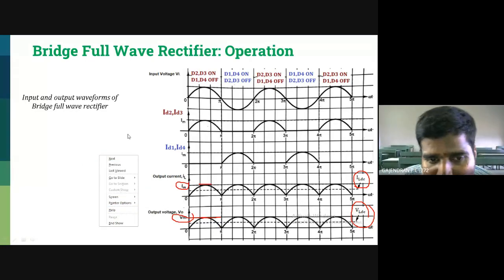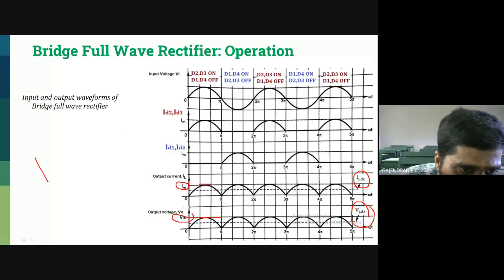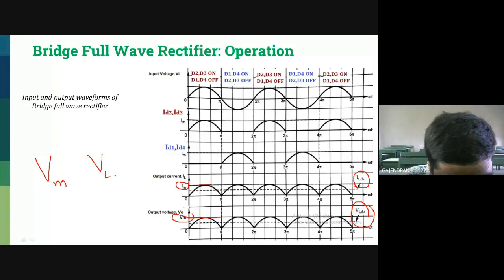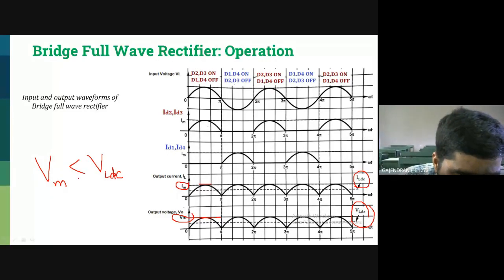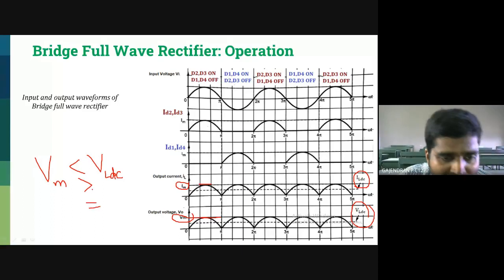என்ன கொஸ்டின் கேட்குறேன்னு புரியுதா? My maximum voltage will be lesser than the average DC voltage or greater than the voltage or equal. Which one is correct? A, B, C.